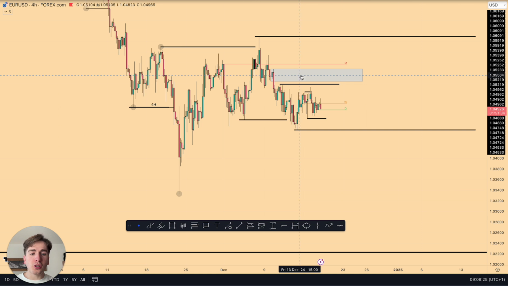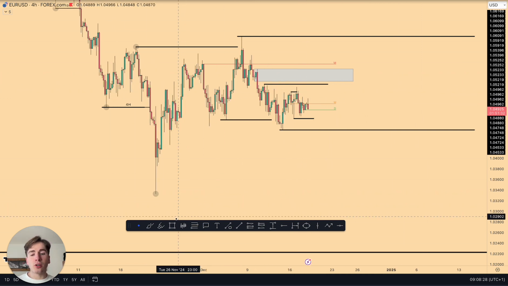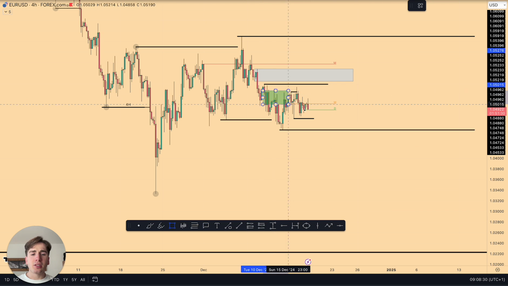Now, starting off with EURUSD. EURUSD is currently consolidating. As you can see very clearly, it's just stuck inside of this range. It's not really moving, so I'm waiting to take any positions until further notice.